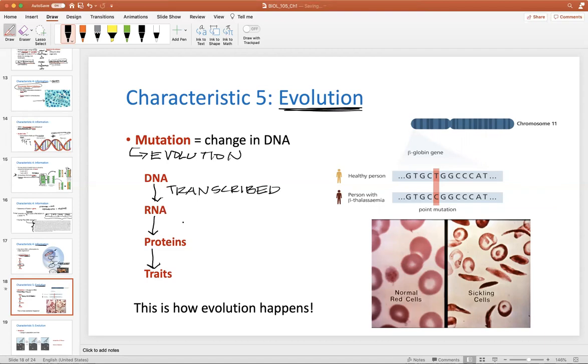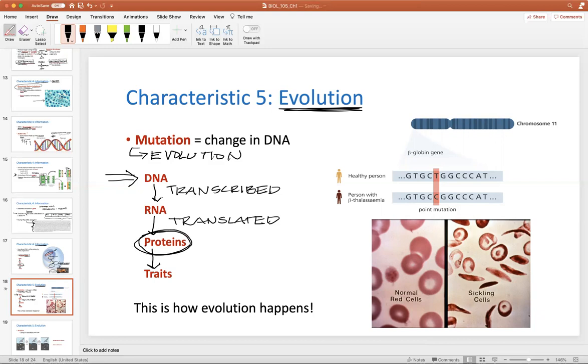DNA is transcribed into RNA, and RNA is translated into protein. All right, so this is our central dogma that we just talked about. But what if we made a change here? If we had a mutation, a change in the DNA here, right? Then wouldn't that ultimately cause a change here.